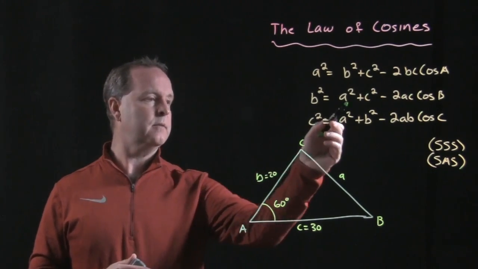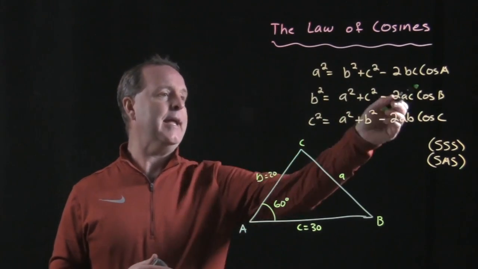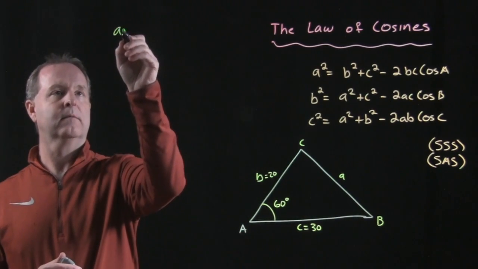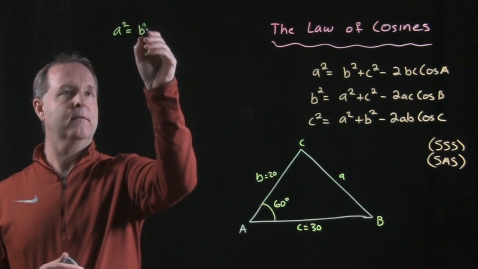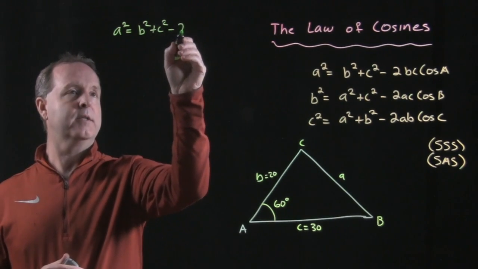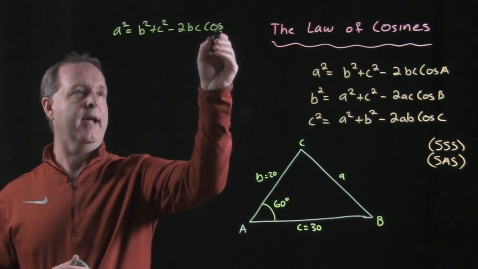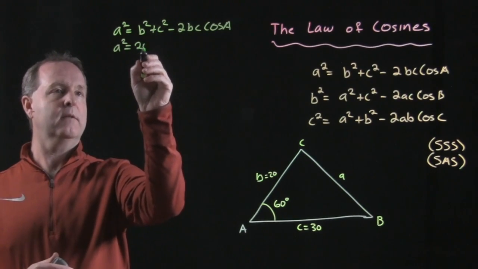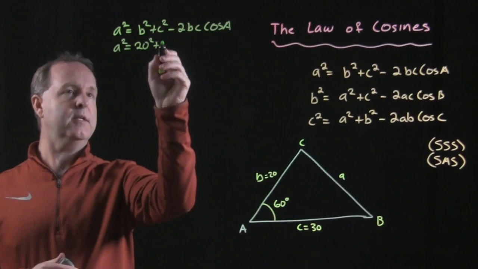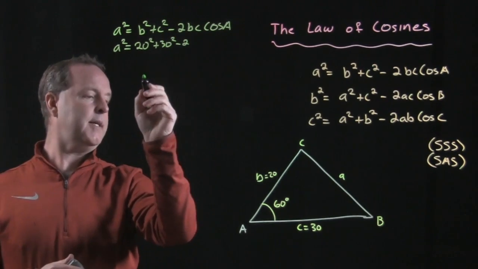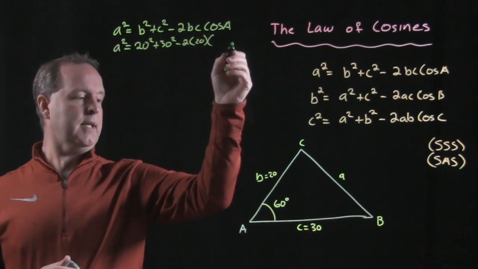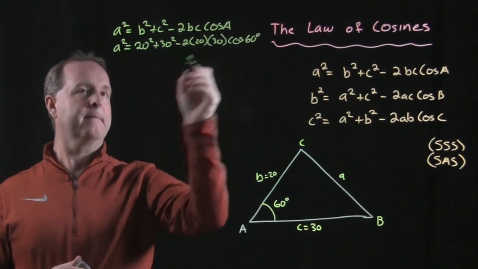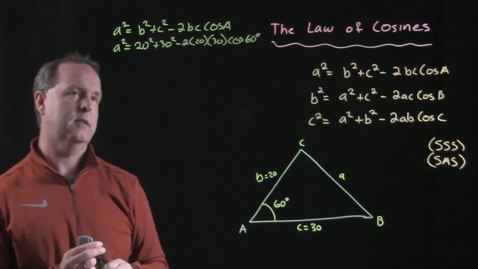B and C are known, and the cosine of angle A. So I'm going to look at that original one, which is A squared equals B squared plus C squared minus 2 times B times C times the cosine of A. B is 20, so 20 squared plus C squared, which is 30 squared, minus 2 times B times C times the cosine of 60. Let's see what that equals.